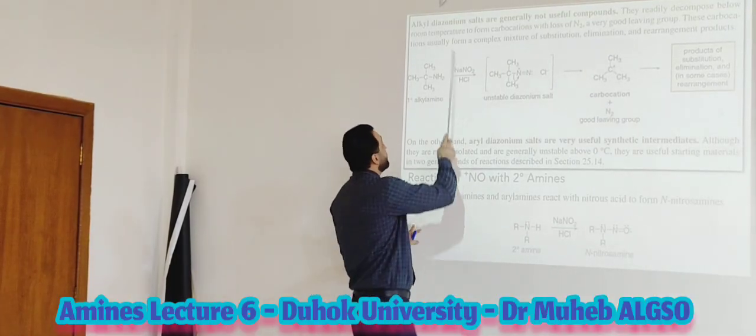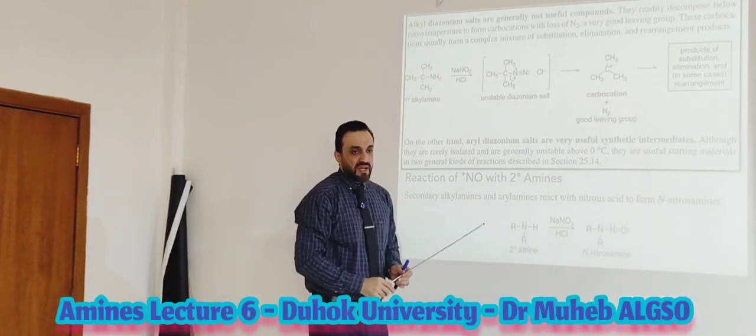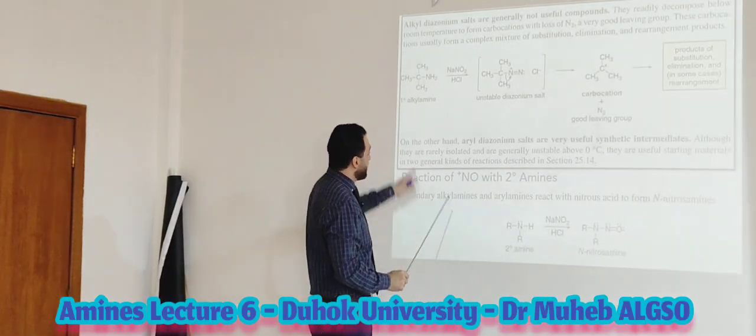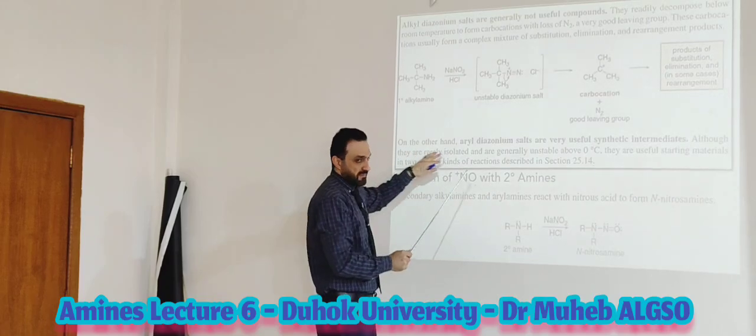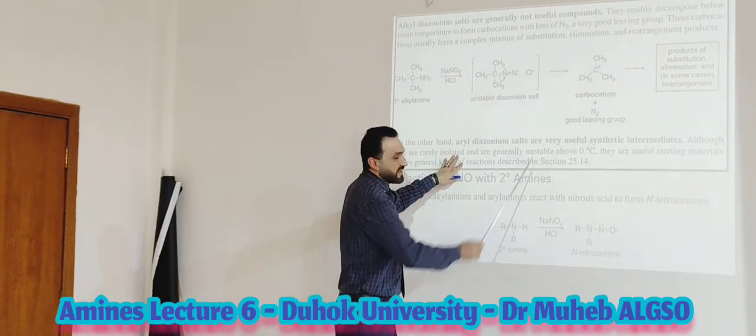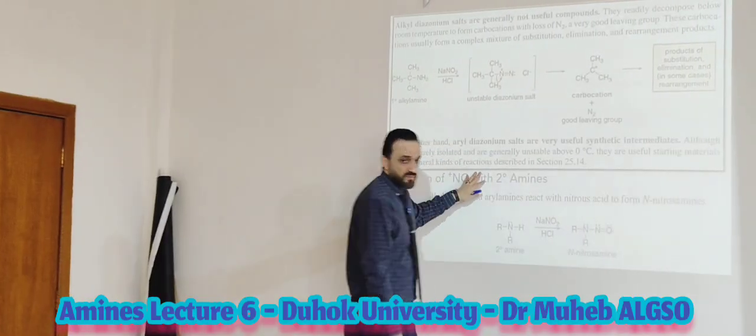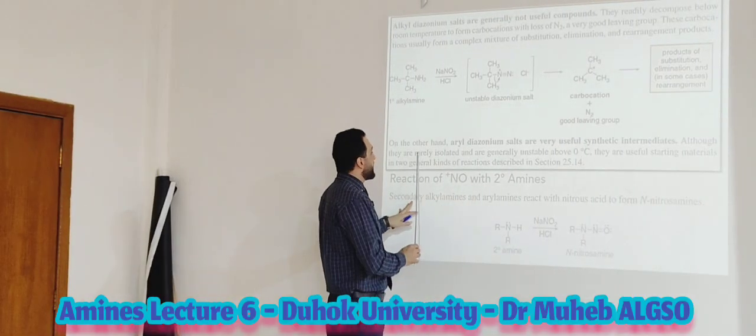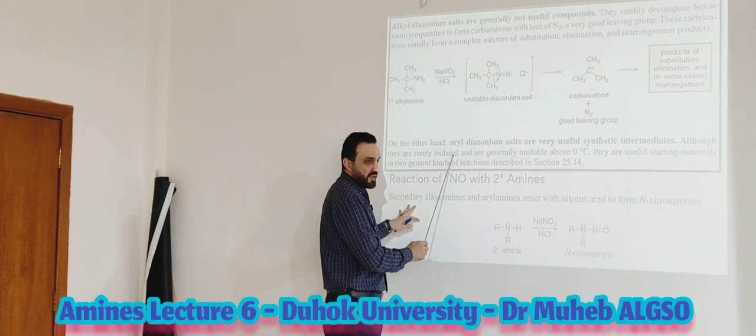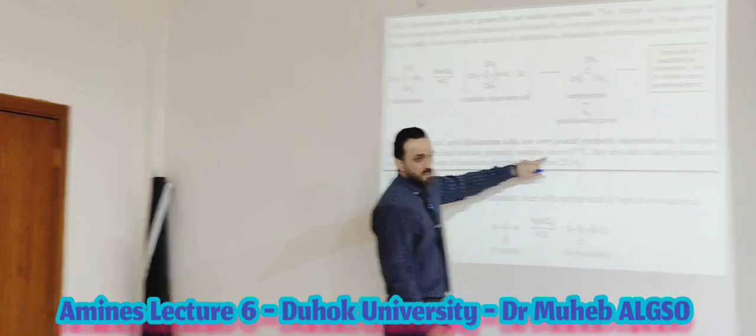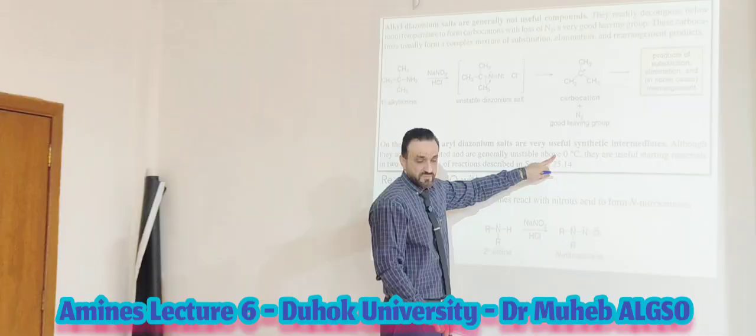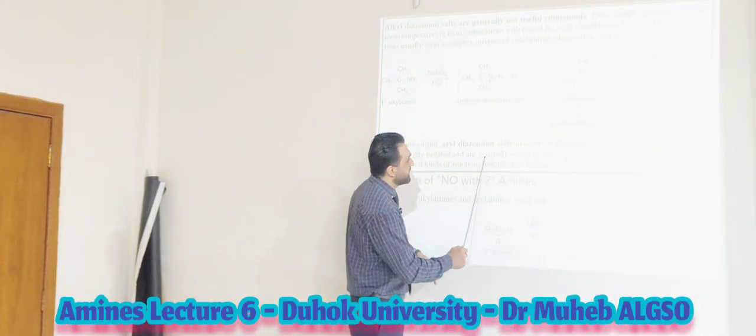This is the problem with alkyl diazonium salts, with alkylamines. They are not useful. But on the other hand, aryl diazonium salts are useful in organic synthesis. Why? Because aryl diazonium salts can be isolated, and they are stable under what? Under 0 degrees. Above 0 degrees, they are unstable.